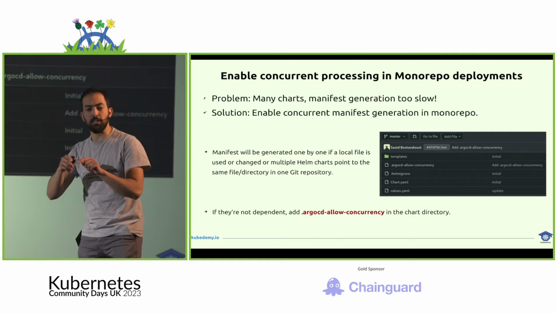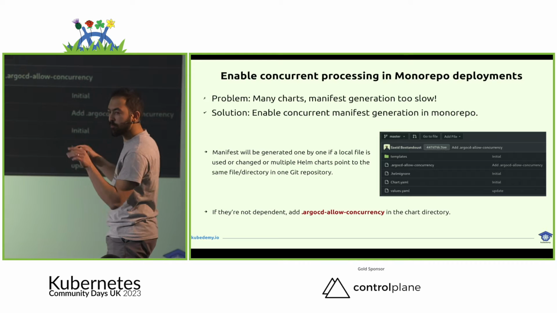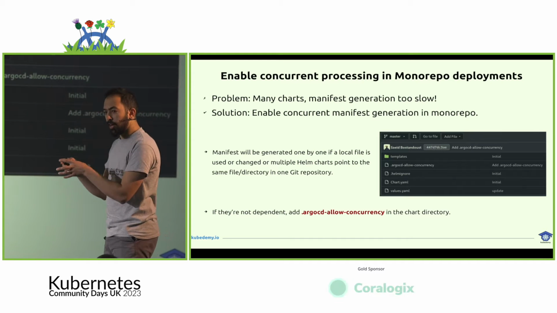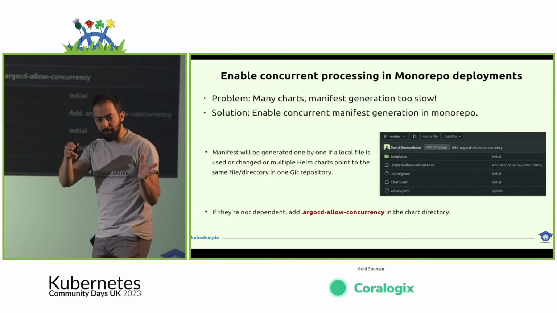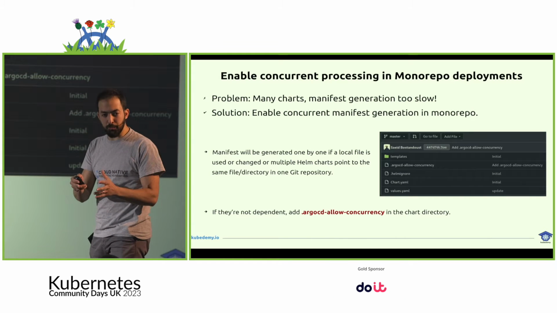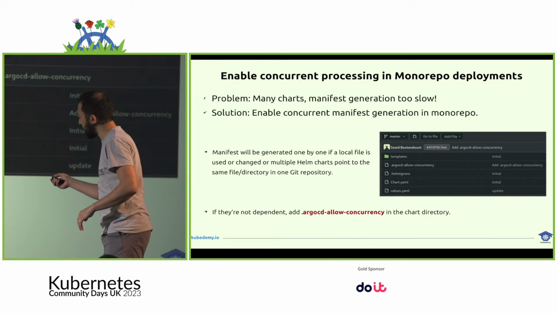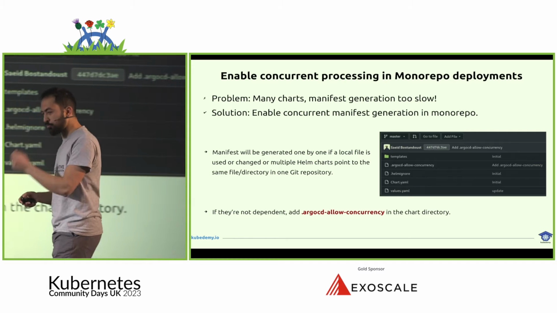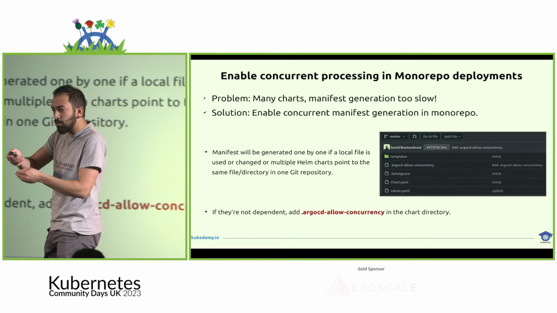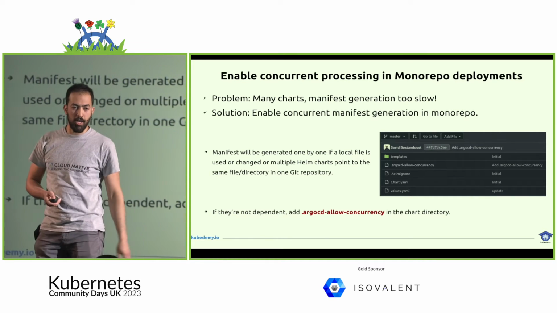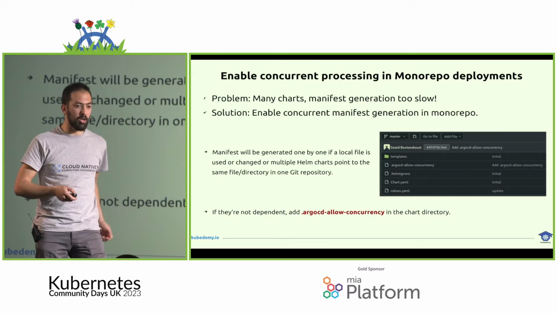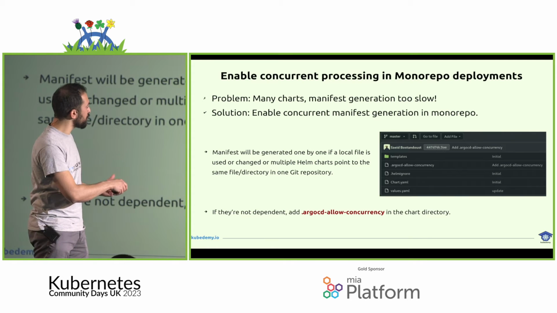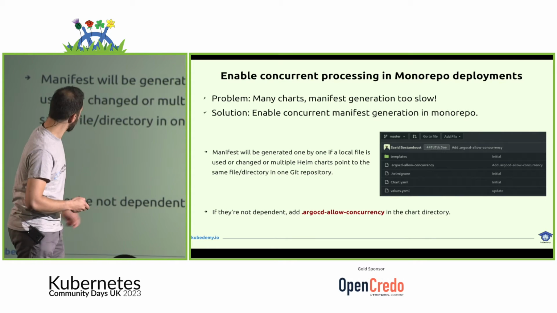There is no dependency. If your Helm charts are dependent on each other and all of them are placed in one repo, you don't need to add this file. But when we talk about microservices that have no dependency in their Helm charts, you can deploy all of them concurrently. And to solve this issue, you need to add this file.